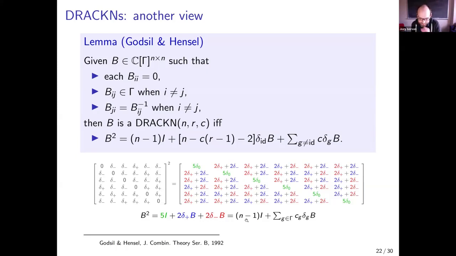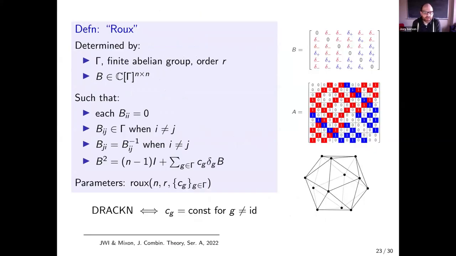And you could write this as n minus 1 times the identity plus some linear combination. You have some weight CG. You're taking that B matrix and multiplying it by scalars. And actually, this is saying you need very particular things to happen with these parameters. But for us, this is how we'll be thinking about it. Okay, and a RU is basically whenever you have that quadratic condition.